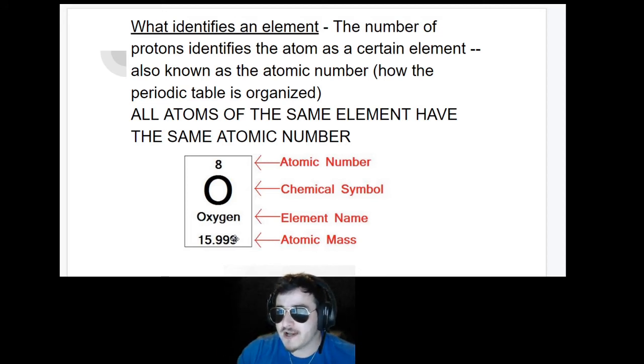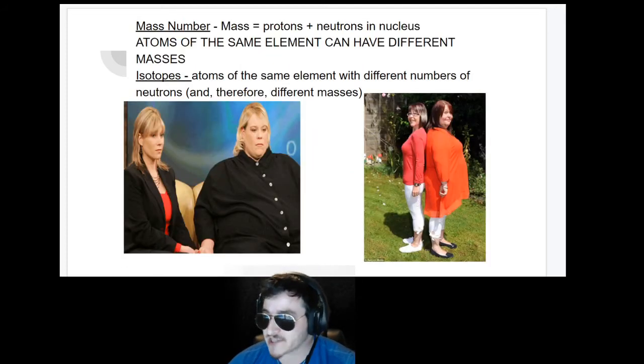It can change. And this is where Daddy Dalton got it wrong. This is that second point in his modern atomic theory. Not every atom of the same element has the same mass number, and that's totally okay. However, every atom of the same element absolutely has the same atomic number. But where they differ is their mass number.